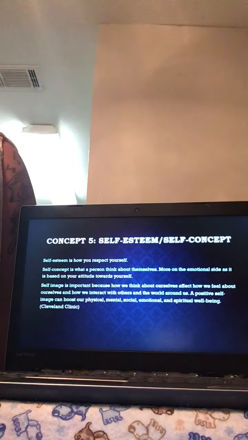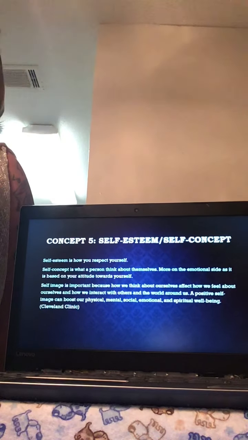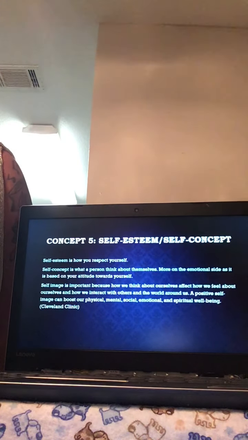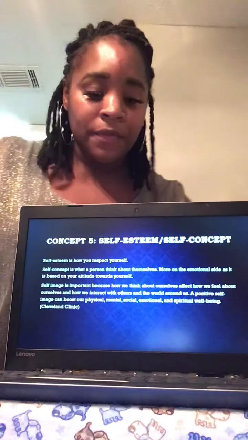sense of self-esteem and self-concept. Again, self-esteem is how we respect ourselves. The self-concept is what a person thinks about themselves. This is more of an emotional side and is based on the attitude towards ourselves.